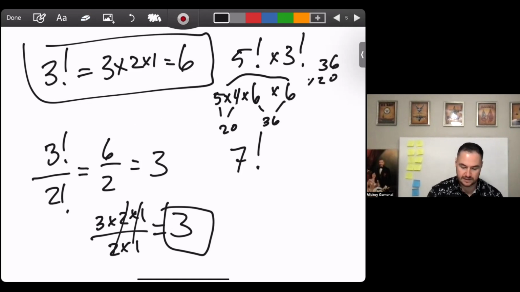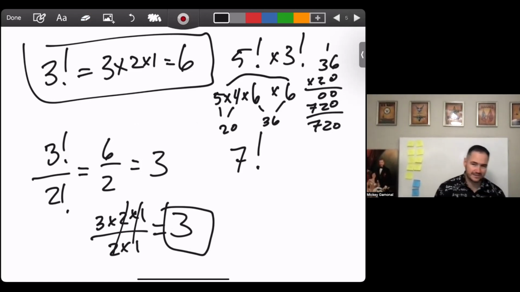36 times 20. I love putting 20s in the bottom because 0 times 6 is 0. 0 times 3 is 0. And then you shift over because now you're timesing by the tens place. 2 times 6 is 12. And 2 times 3 is 6. Plus 1 is 7. Crazy. 720. I feel like we've been seeing a lot of 720s here.